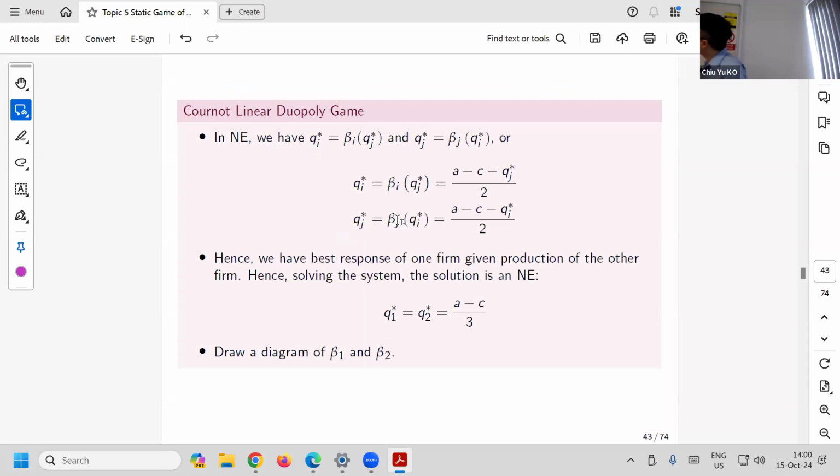And remember how to solve the Nash equilibrium: we solve the mutual best response, which means that you solve it for firm i and firm j. So you combine these two, and that means you have a system of equations, which might or might not have a solution, but in this case it's linear, so it has a solution. You can solve it out, and it gives you the Cournot outcome, (a minus c)/3.